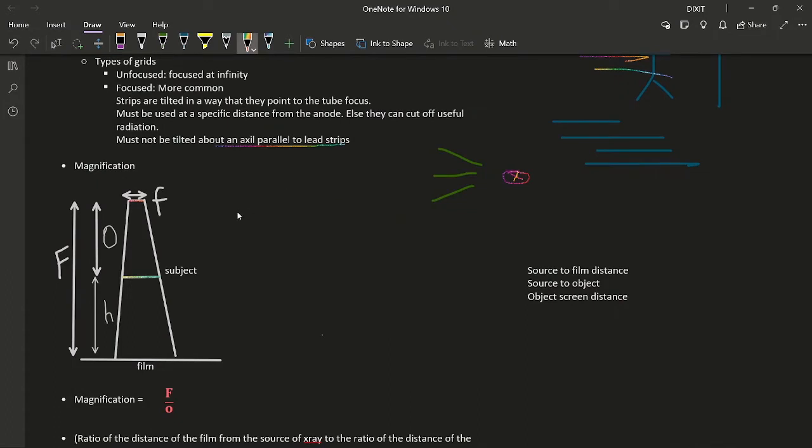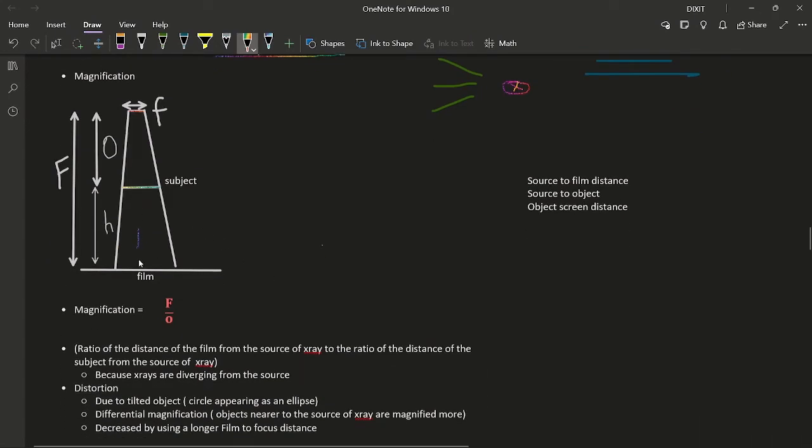Now, magnification of images. Imagine this is the X-ray tube focus. From this line source, X-rays are being produced, and the length of this line measures small f. Here an object is there and here the film is placed. The distance from the X-ray tube focus to the film, this entire distance, is marked by capital F. The distance of the X-ray tube from the subject or object is marked by O. The distance of the subject from the film is marked by H.